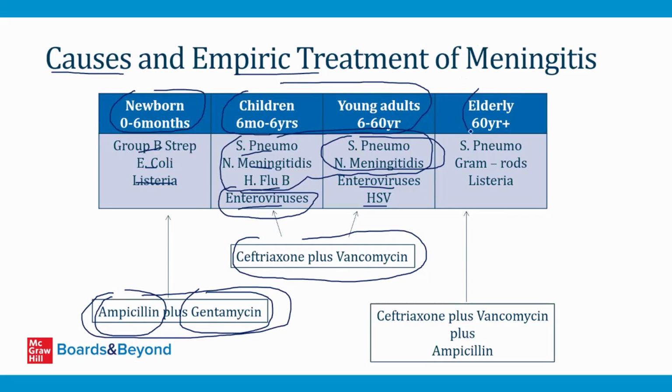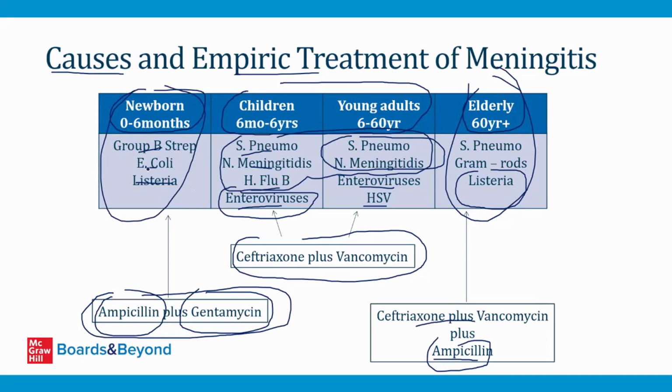In older patients 60 years and above, we give the same treatment as for younger adults, ceftriaxone plus vancomycin, but we add ampicillin. Why do we add ampicillin? That's because in this age group, listeria is a potential cause, and we want to cover listeria. Ampicillin has great coverage of listeria. That's why we use it in this age group here. It's also why we use it in newborns up to 6 months, because they can get listeria as well. And in the second video on meningitis, I will go into much more detail on all these individual pathogens and how they cause meningitis. And that concludes our first video on meningitis.